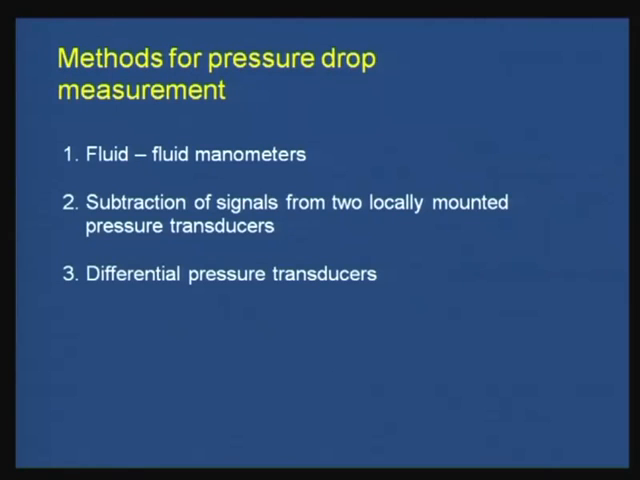For liquid filled cases, micromanometers etcetera can also be used for better measurements. Then the other technique, as we have already seen, is subtraction of signals from two locally mounted pressure transducers, and after that the differential pressure transducers. It is not always that one particular method among these is the best. If you consider all the factors, we can never say that DP transducers should always be used and others never, or that wall mounted transducers should always be used and the others never. We cannot say such things. Depending upon our conditions and the application where we have to measure pressure drop, we have to select a proper technique for it.